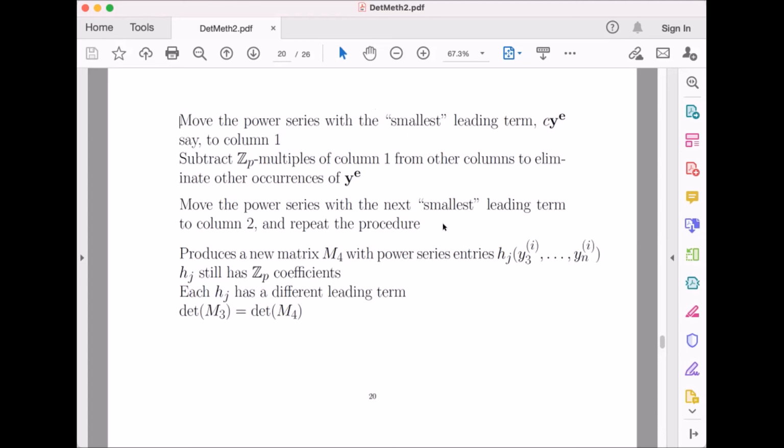Having done that, you move the column with the second smallest leading term to column 2, and you repeat the procedure. What you end up with is a matrix in which you have power series still with Z_p coefficients, but each of them having a different leading term. But of course, the determinants are still the same.